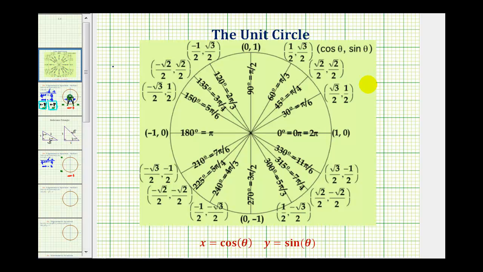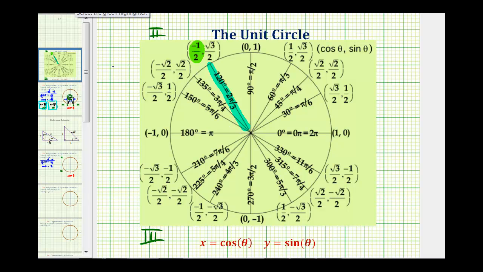So again, our goal is to find angles on the interval from 0 to 2 pi that have a cosine function value of negative 1/2. In the unit circle, the x-coordinate is equal to cosine theta, so we're looking for points that have an x-coordinate of negative 1/2. Because it's negative, we know they have to be in the second or third quadrants. Notice this point right here has an x-coordinate of negative 1/2. Therefore, cosine theta equals negative 1/2 when theta is equal to 120 degrees or 2 pi over 3 radians.